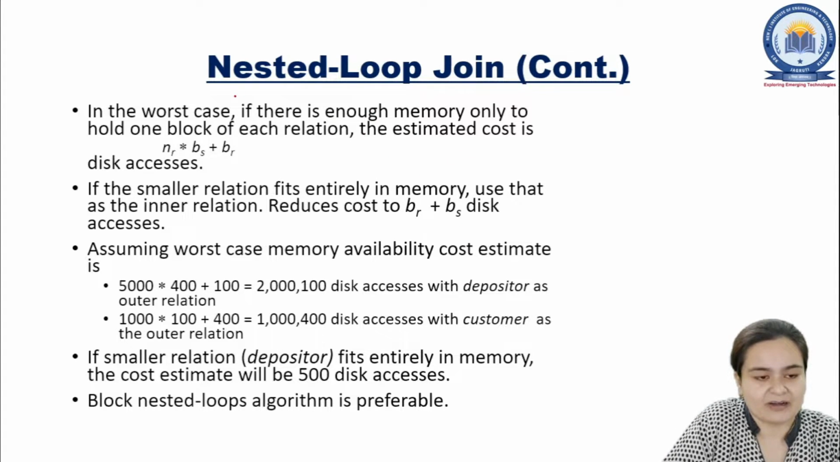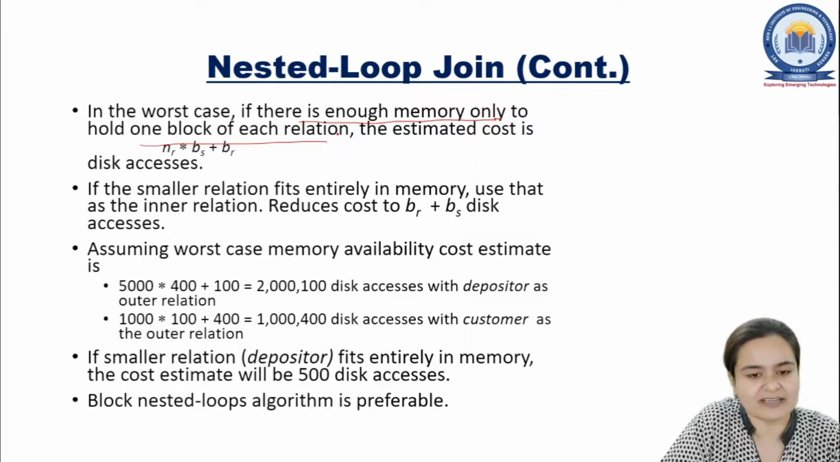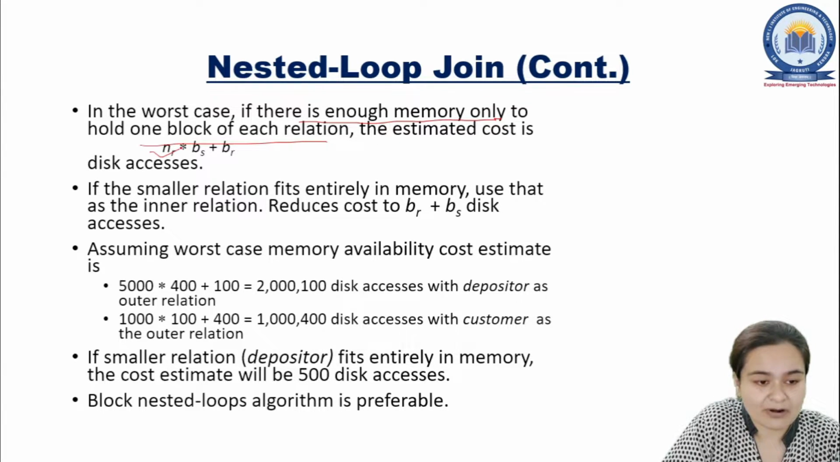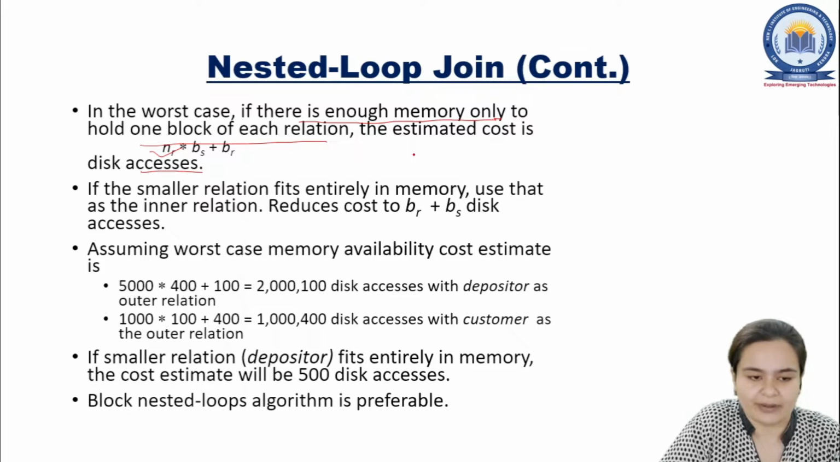So let's see how the worst case can be evaluated. If there is enough memory only to hold one block of each relation, the estimated cost will be the number of tuples in R times the blocks of S, plus blocks of R. So these many disk accesses will be needed to perform this join. If the smaller relation fits entirely into memory, we can use it as the inner relation, and the cost reduces to BR plus BS disk accesses.